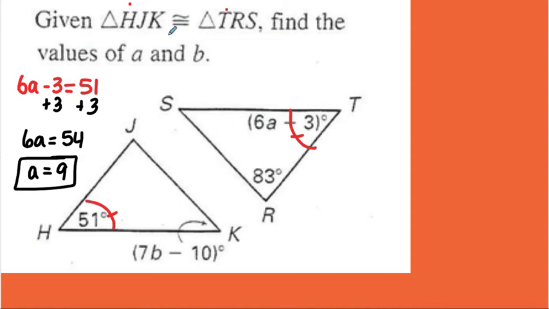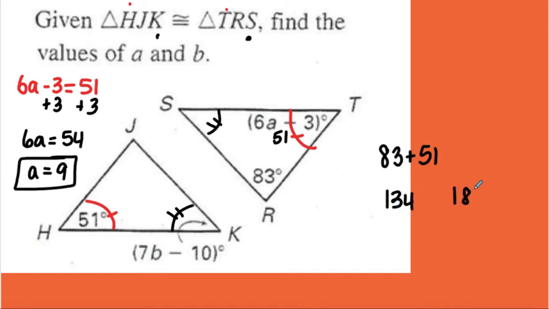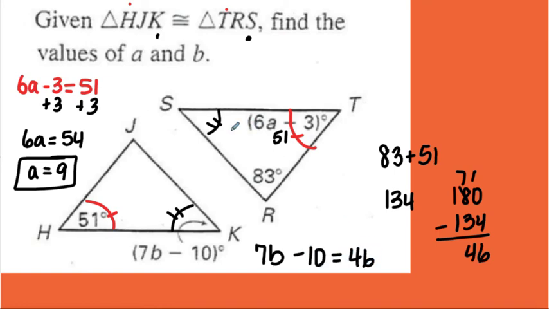Okay, same thing with K. K corresponds to S. Okay, so I got to do a little bit more work here. If this is 83 and this is 51, and K is congruent to S, I need to find the measure of S. And since I have two angles of the triangle, I can use the triangle sum theorem to find the third. So 83 plus 51 gives me 134. 180 minus 134 gives me, let's see, 46. So then I know that 7b minus 10 is equal to 46. So this was 46 degrees. So I'm going to add 10 and get 7b equals 56.